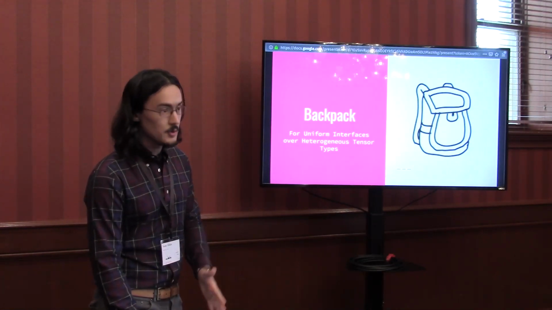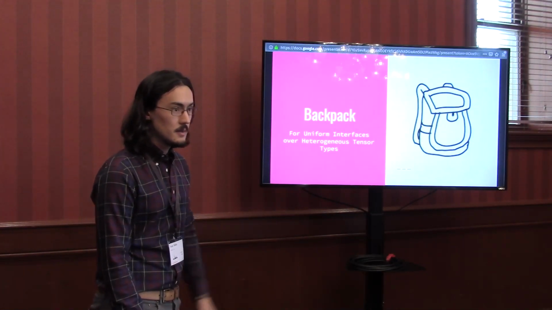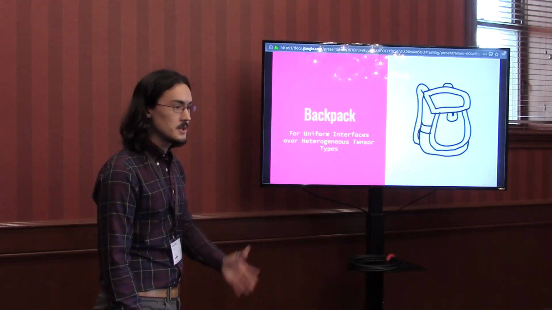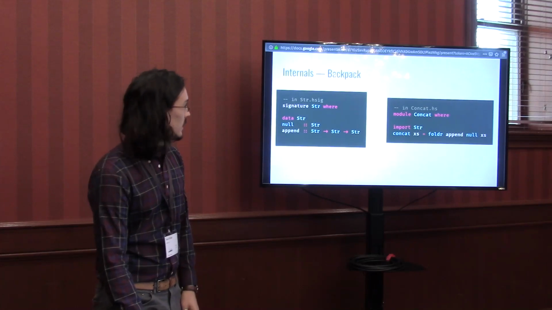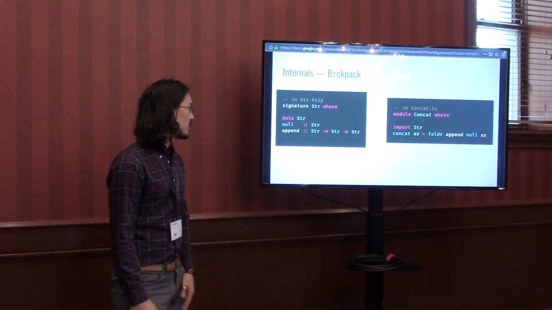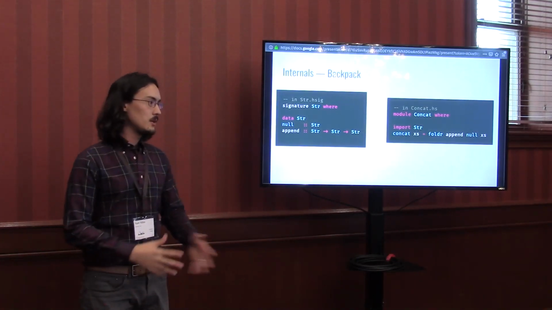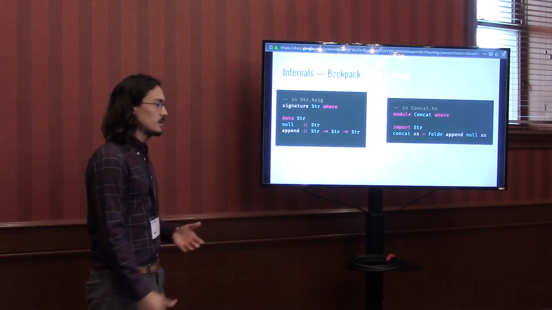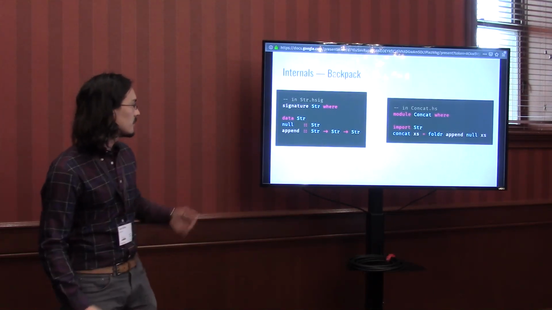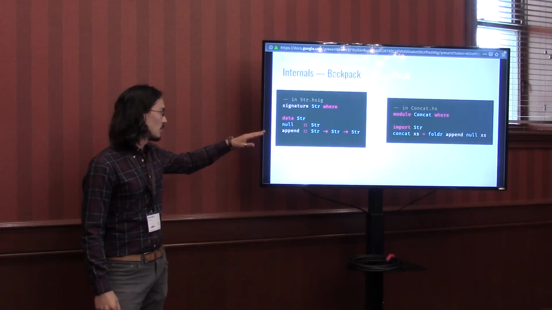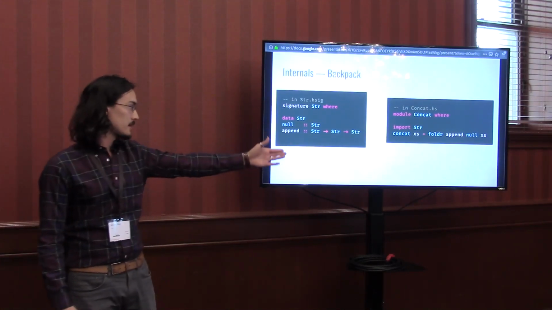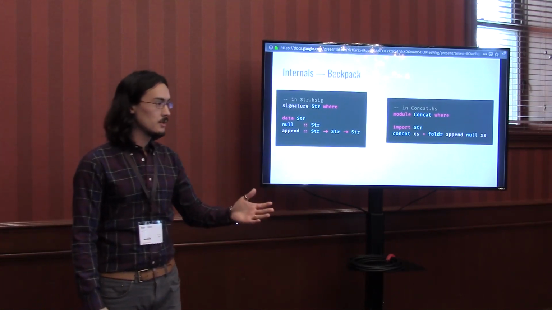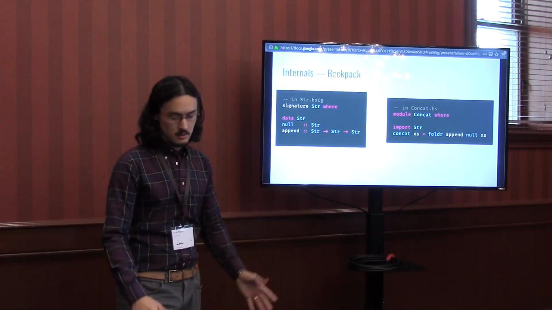And Backpack, for those of you who are not familiar, is a module system. It's a mix-in library for GHC. Just to give you a little bit of an intro, in Backpack you define a signature file, which is an abstract representation of any types or function signatures that you might have. And when you pull that into Haskell, you just use it as if those signatures are real Haskell.